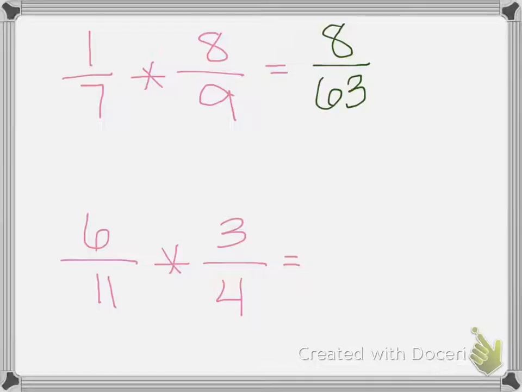6/11 times 3/4. Again, multiply your numerators. 6 times 3 is 18. Multiply your denominators. 11 times 4 is 44. So the answer is 18/44.